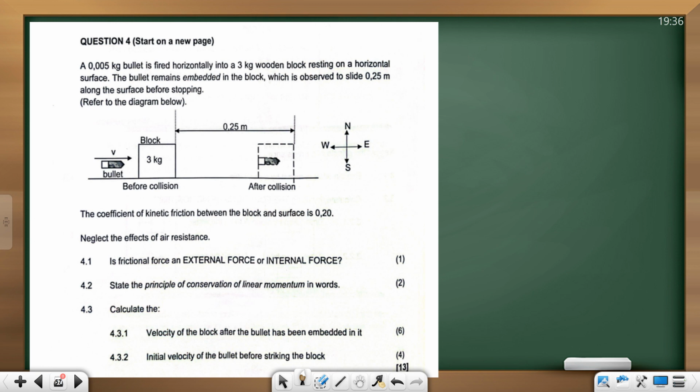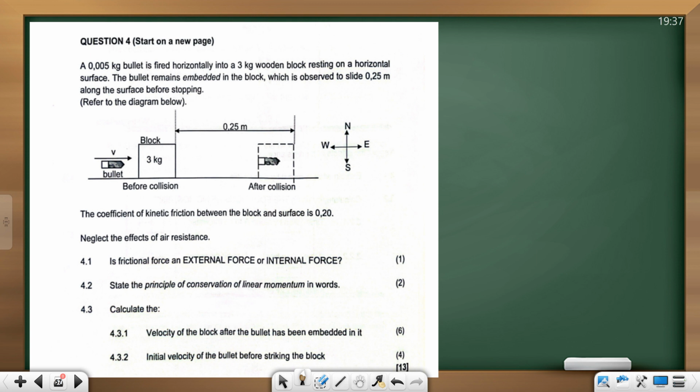Okay, let's check something here. A 0,005 kilogram bullet is fired horizontally into a 3 kilogram wooden block resting on a horizontal surface. The bullet remains embedded. Once you see them together, it is automatically an inelastic collision. The block is observed to slide 0,25 meters along the surface before stopping. Take note of the word stopping. The coefficient of kinetic friction between the block and the surface is 0,2. Neglect the effect of air resistance.